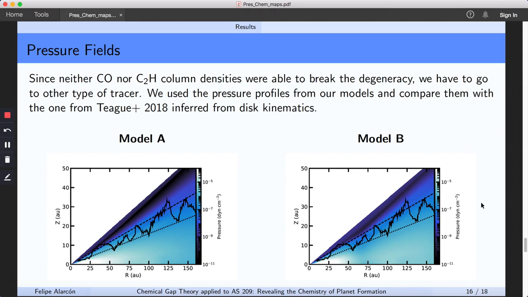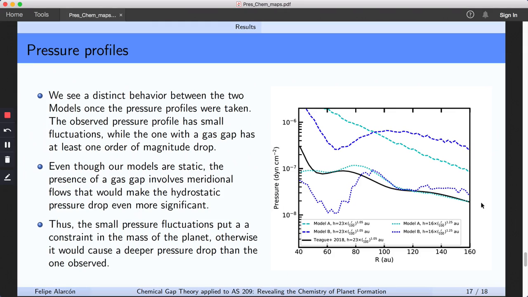So we compare our pressure profiles from the models with the one from Teague and collaborators, and we can observe that when we have a gas gap, we also see a big dip, which is roughly an order of magnitude in the pressure profile. Even though our models are static, if we add the dynamics of the disk, the meridional flows would make this dip even deeper in the pressure profile, not shallower.